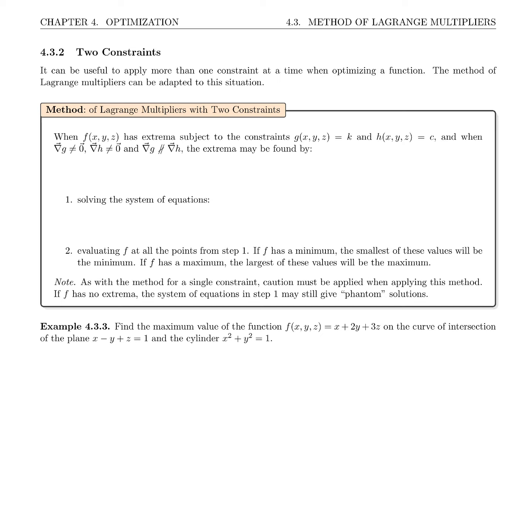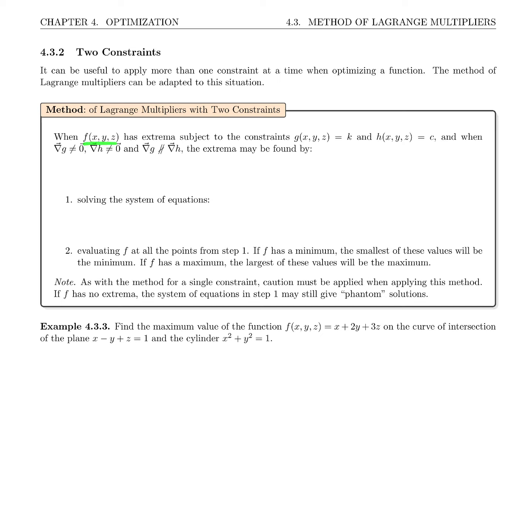In this example, we're going to look at the method of Lagrange multipliers for two constraints, and then we'll apply the method to example 4.3.3. So it can be useful to apply more than one constraint at a time when optimizing a function. The method of Lagrange multipliers can be adapted to this situation.